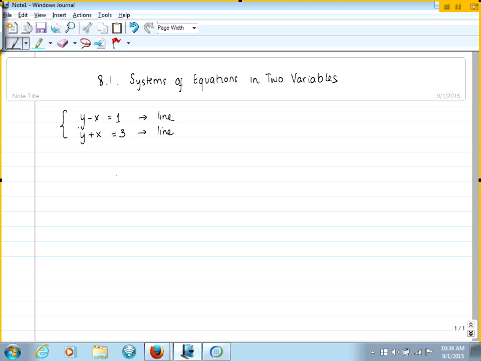So for example, solve by graphing. What we will do is we will write case 1, and then we will keep 4 lines blank. 1, 2, 3, 4, and then we are going to start here. y minus x is equal to 1. y plus x is equal to 3.